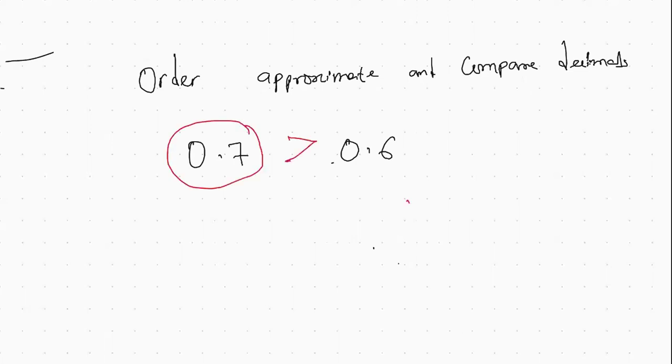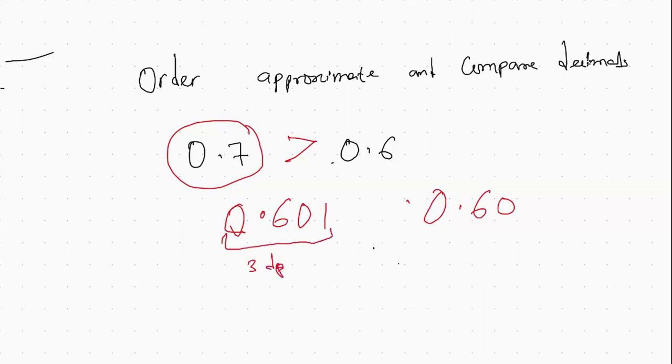And if you have 0.6 and 0.601, you can see this one now. When you are asked to compare two decimals, this one has 3 decimal places and this one has 2 decimals. To make it fair, you have to put the two of them in the same number of decimal places.